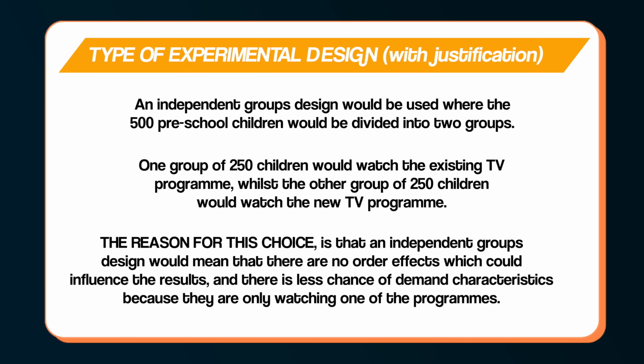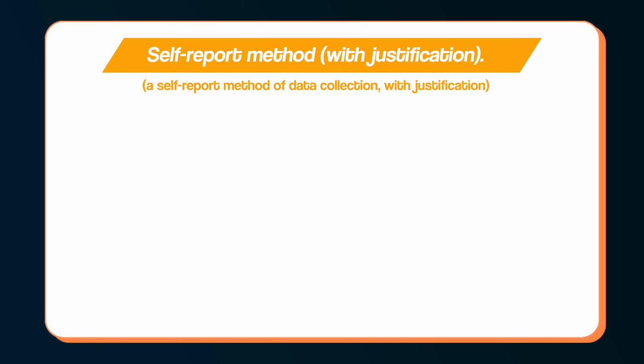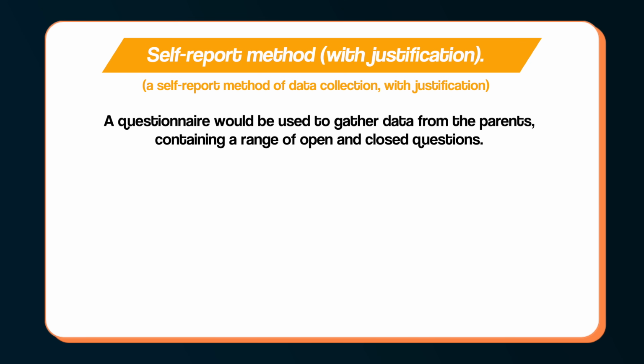Secondly, a self-report method of data collection with justification. Self-report methods include questionnaires and interviews with different subtypes. Again, it doesn't matter which one you pick, but you want to be able to give a reason for your choice. So we could write, a questionnaire would be used to gather data from the parents containing a range of open and closed questions.